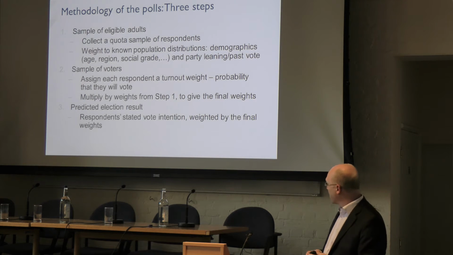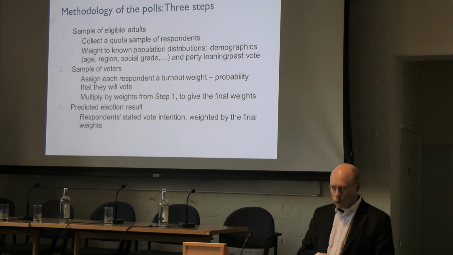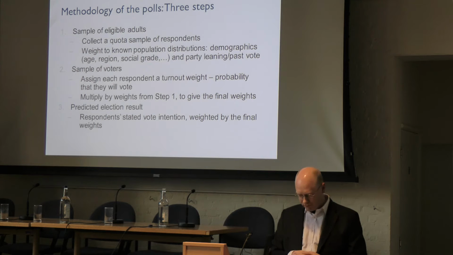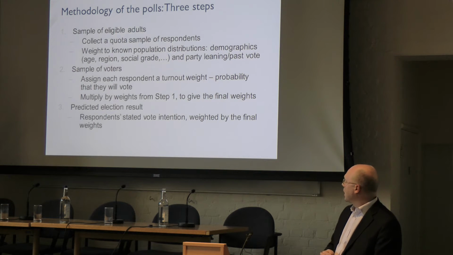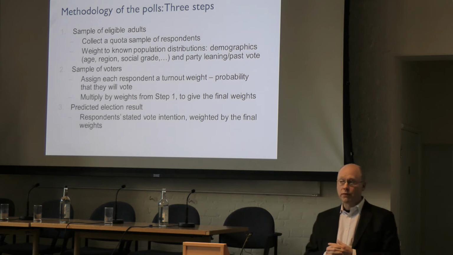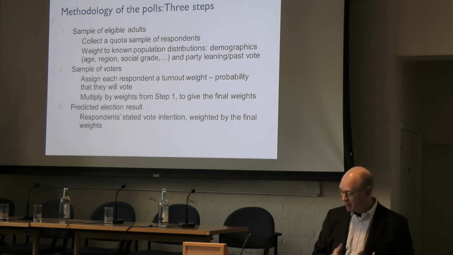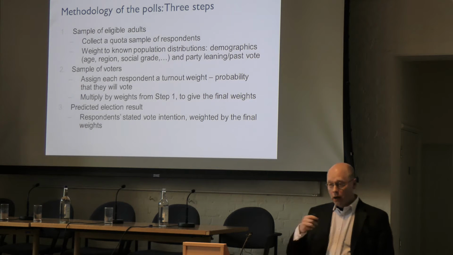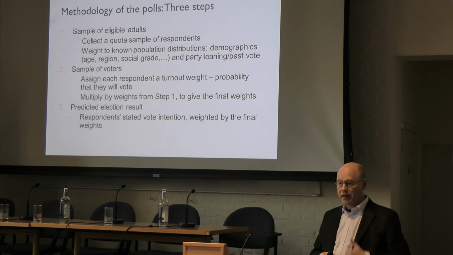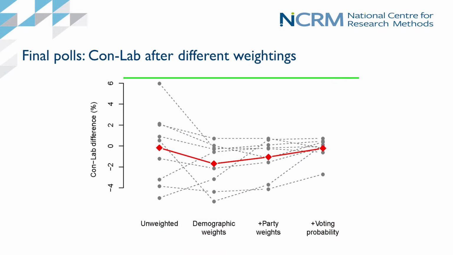So that's where we move to the second step, where we assign a turnout weight, which is essentially a probability that a particular respondent will actually turn out to vote. Then you multiply those weights with the weights from step one, and that gives you the final weights. That final weighted sample is what we can think of as a sample of voters. And then the third step: you take the answers these respondents gave to a question about their intended vote in the upcoming election and weight them by those final weights, and that is the predicted result of the election.